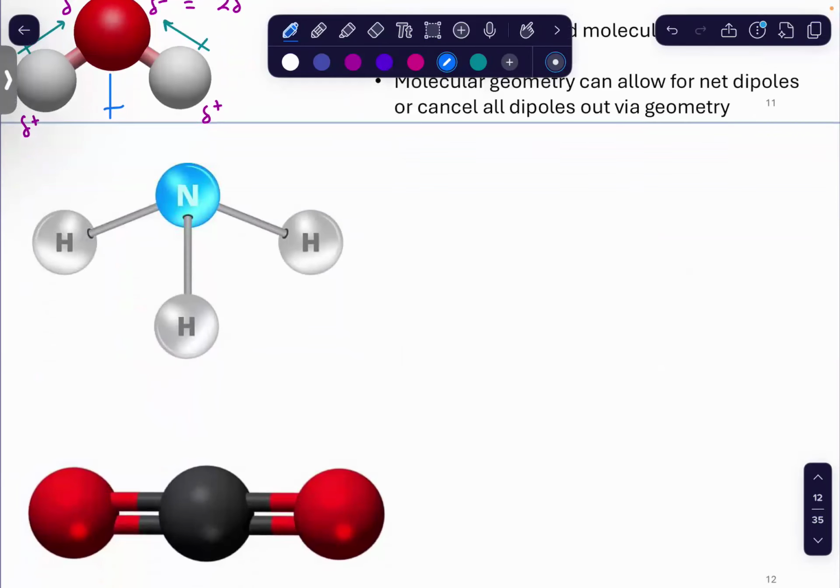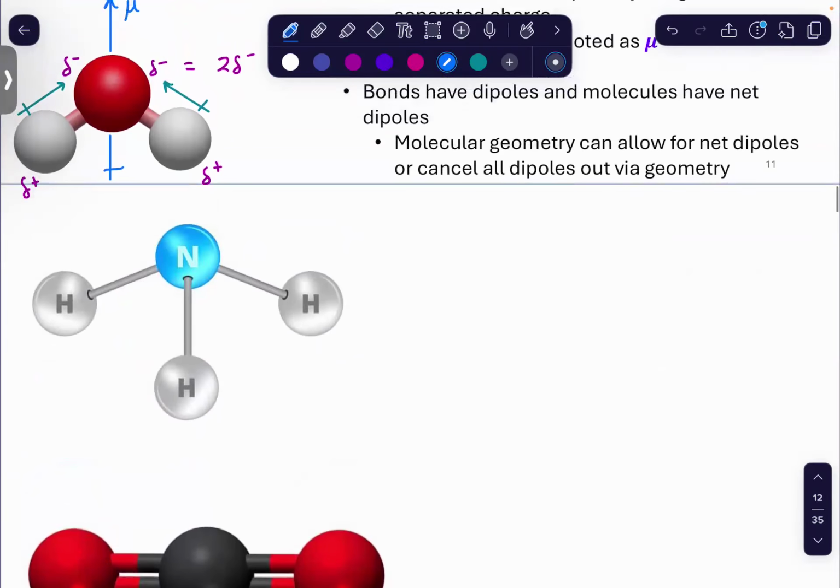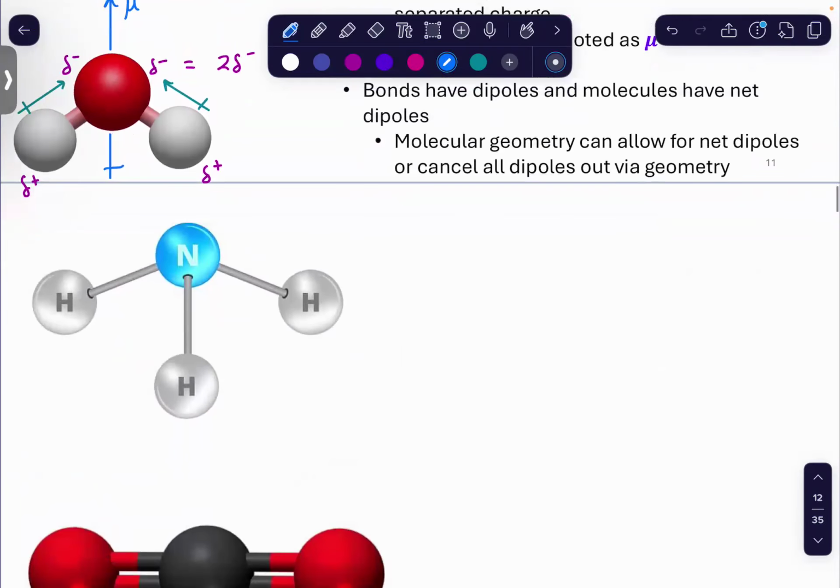So we have ammonia. Okay, so each hydrogen, because we check the electronegativity difference, so these are going to be polar bonds. Each hydrogen will be a delta positive. So that means that your nitrogen is going to have to be 3 delta negative. Now, each bond is going to have its own dipole.